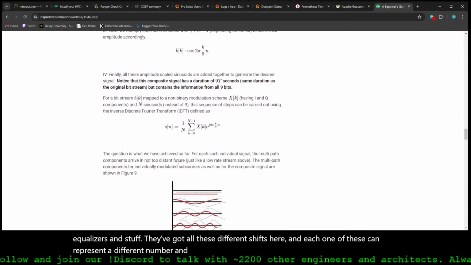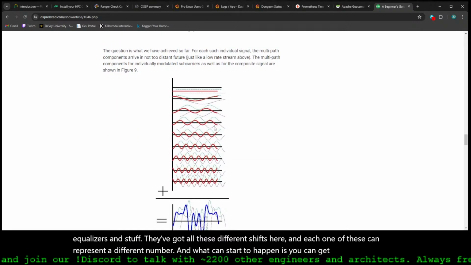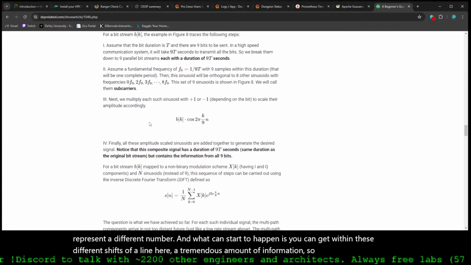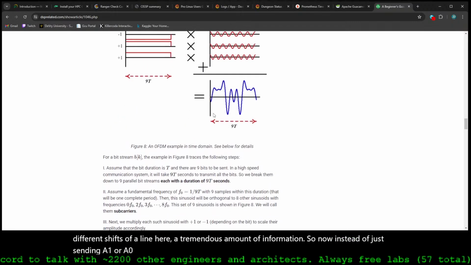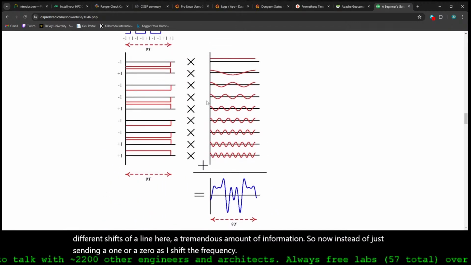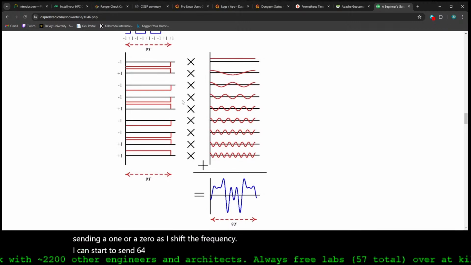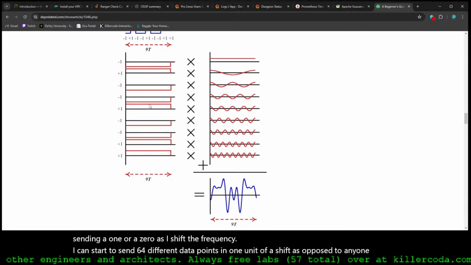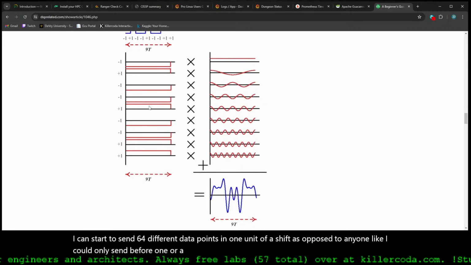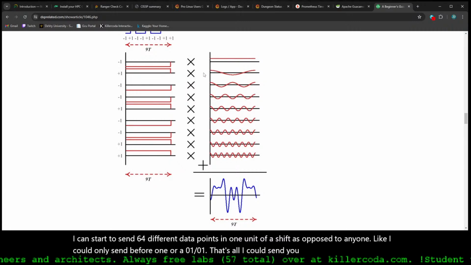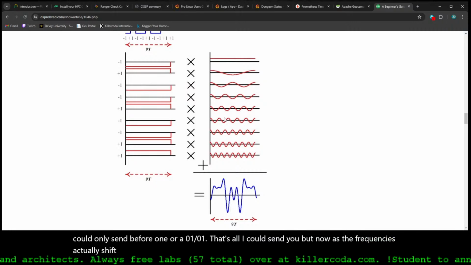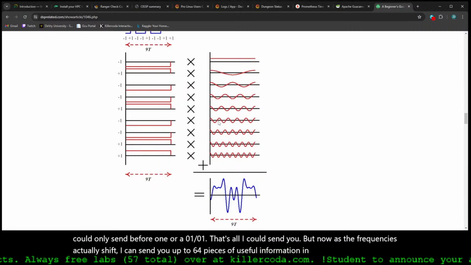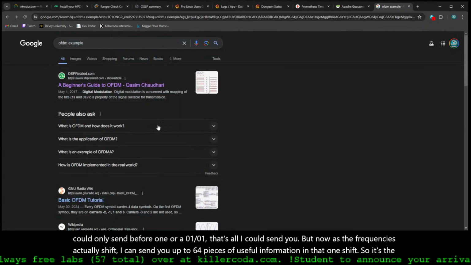And what can start to happen is, within these different shifts of a line here, you can get a tremendous amount of information. So now, instead of just sending a 1 or a 0, as I shift the frequency, I can start to send 64 different data points in one unit of a shift, as opposed to before, when I could only send a 1 or a 0, 1 0 1 0. That's all I could send you. But now, as the frequencies actually shift, I can send you up to 64 pieces of useful information in that one shift. So it's the shifting of the frequency that causes this.